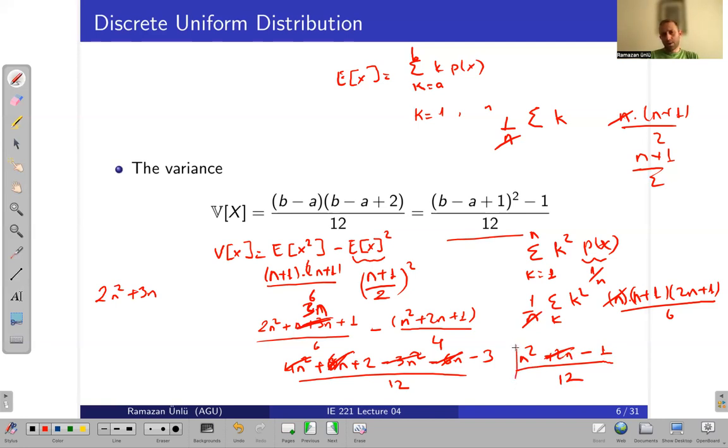Okay, so this is the variance of the discrete uniform distribution. But how can we get the formulation in terms of a and b? If this is the case, what will n be here? n will be b minus a plus 1. So if I put this into n, I will get this formulation. So this is how we can prove the variance. Please do it yourself again to make it more complete, and we will continue with some other discrete uniform distribution.